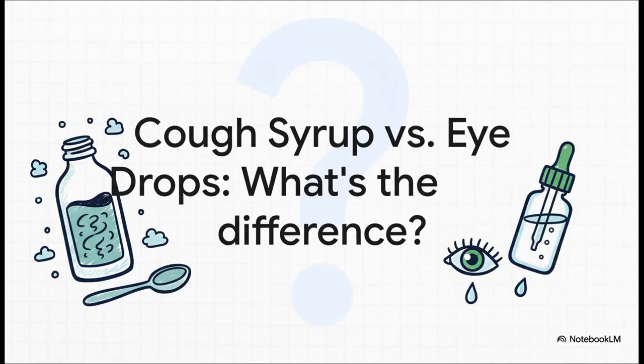Okay, let's start with a quick question to get you thinking. Picture this. You've got cough syrup in one hand and eye drops in the other. Both are liquids, both are totally clear. So what's the real difference in how they're made? I'm not talking about the active ingredient or the flavor. What's the core pharmaceutical difference? The answer is way simpler than you might think, and it's going to unlock this whole topic for us.